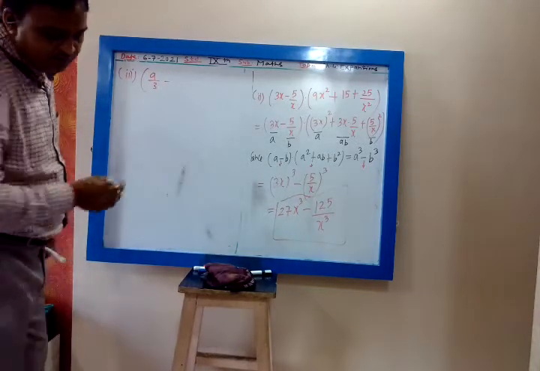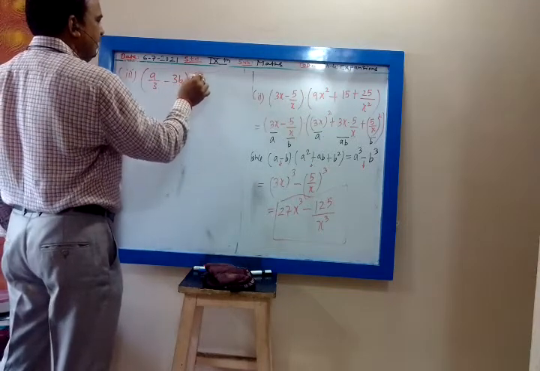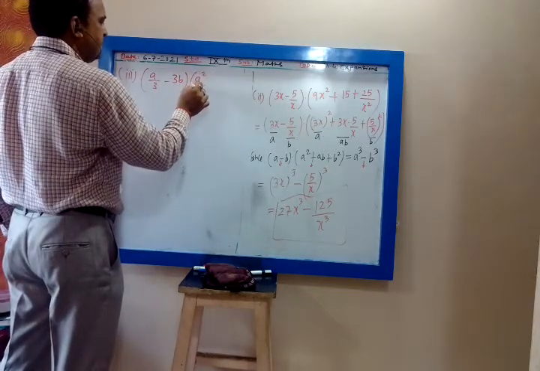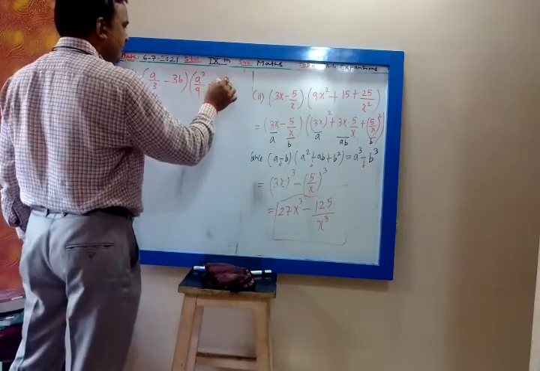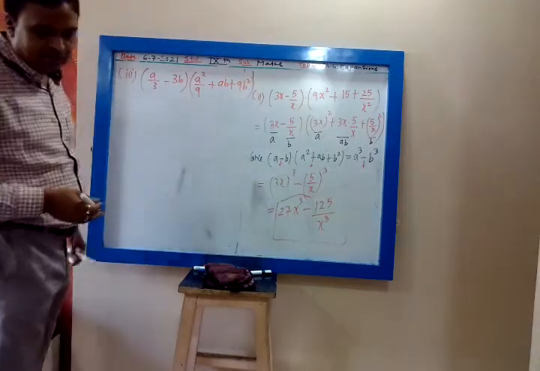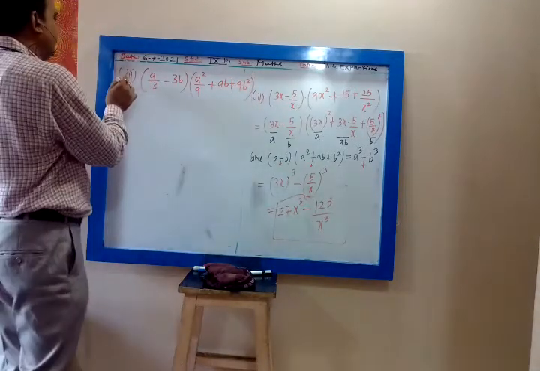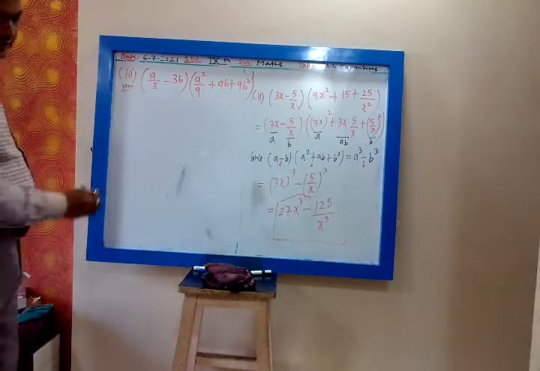Now third is (A by 3 minus 3B) into (A square by 9 plus AB plus 9B square). This I am going to give as homework.